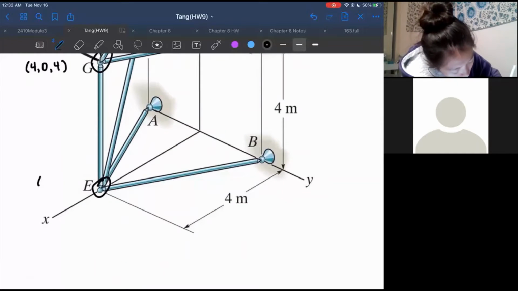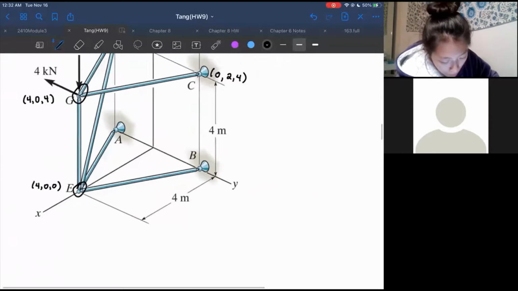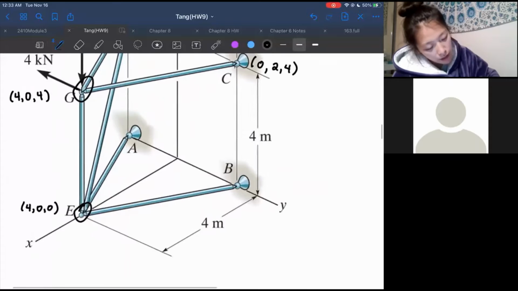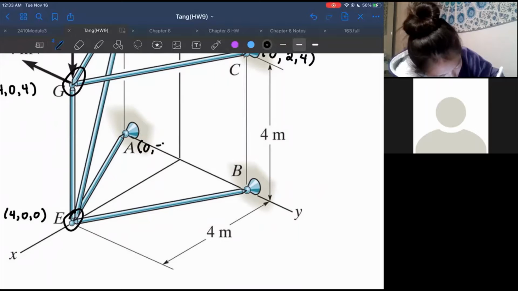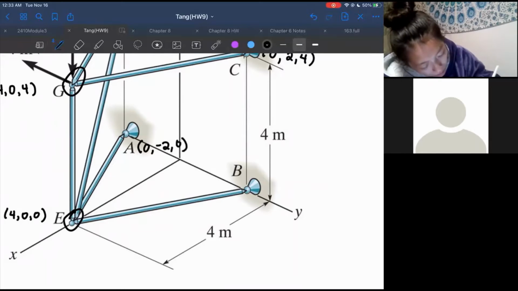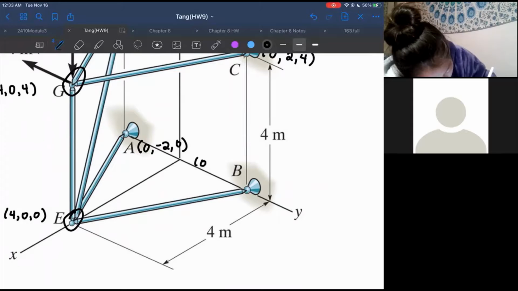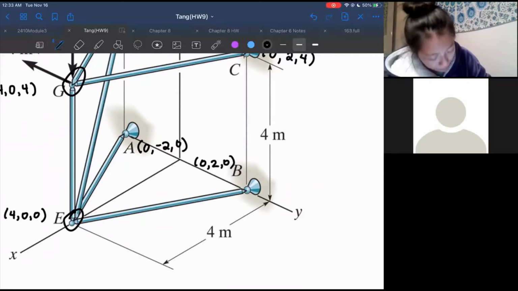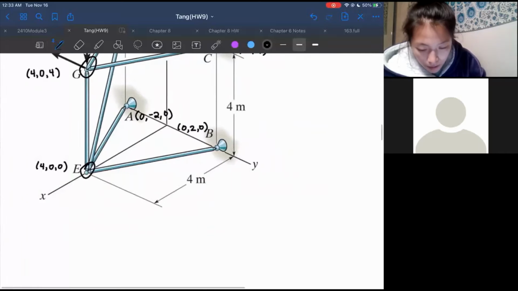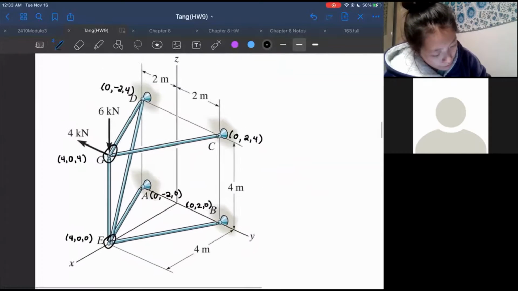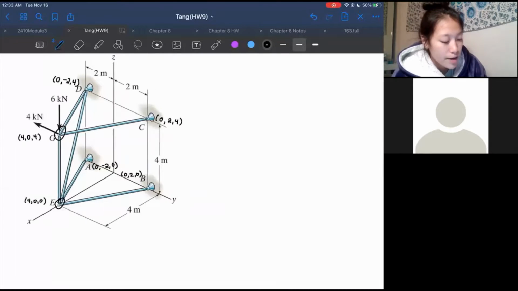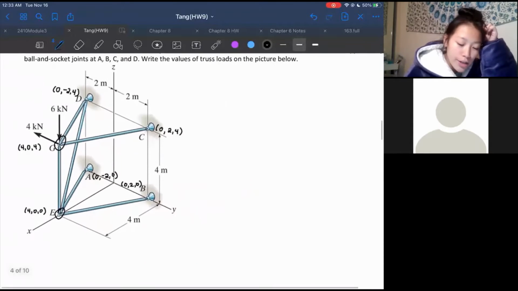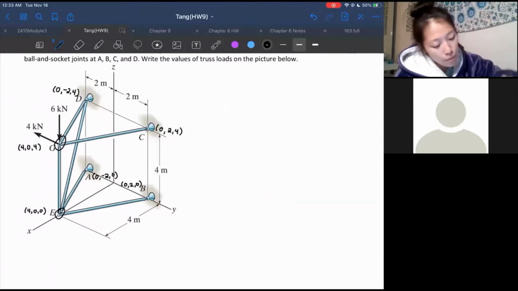E will be 4, 0, 0. And A will be 0, -2, and 0. And B will be 0, 2, and 0. All right, that should be all of them. Let me just double check that I have them all correctly. All right. Next, I choose which joint to start my free body diagram.